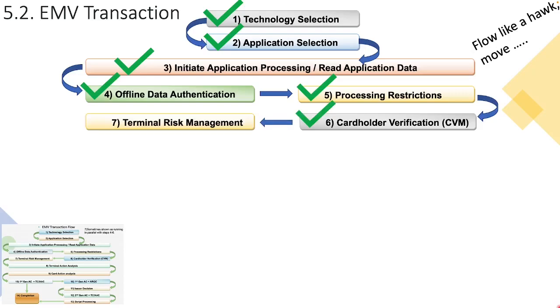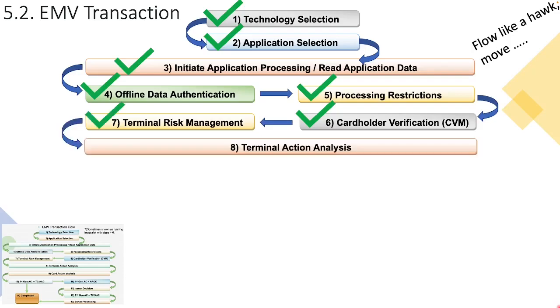which took us into step 7, where the terminal did some risk management, based on the preceding steps, just to understand the inherent risk within the transaction. As a result of that, it formulated a decision on how this transaction should proceed, and it sent this decision in the form of a request or suggestion to the card, right?